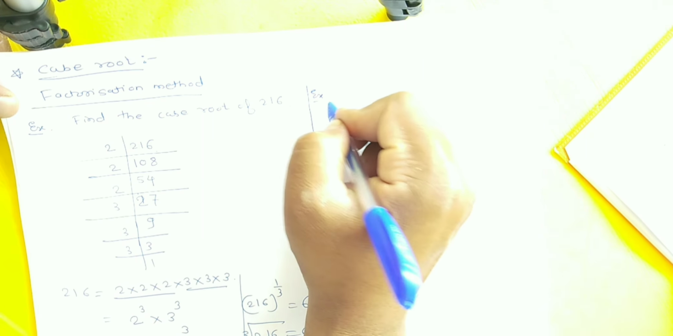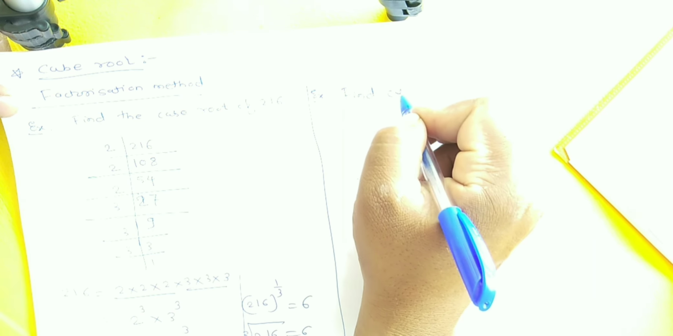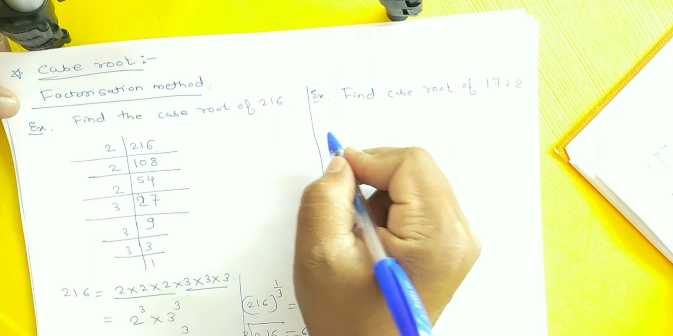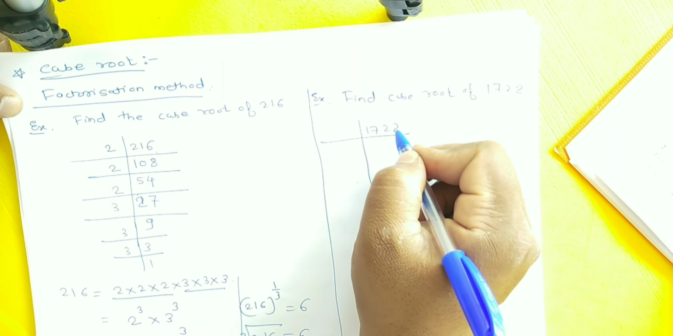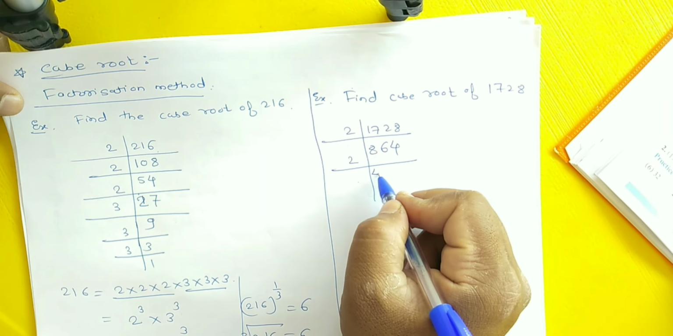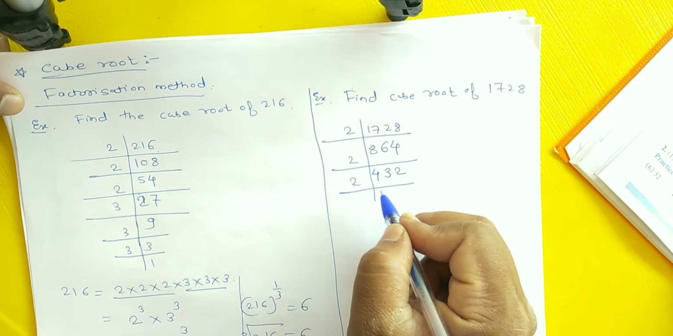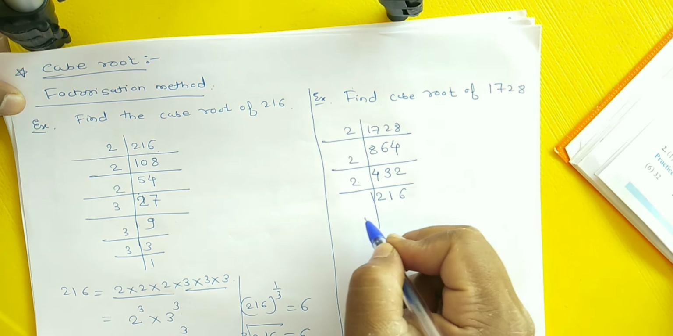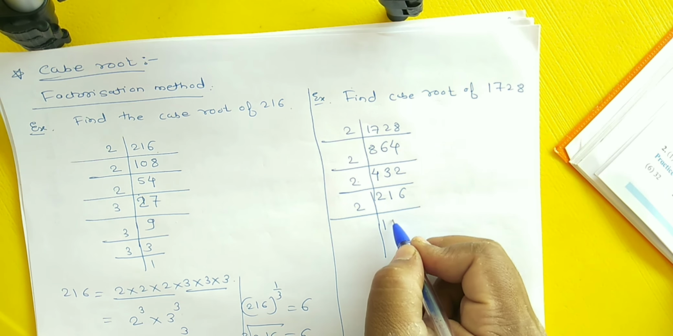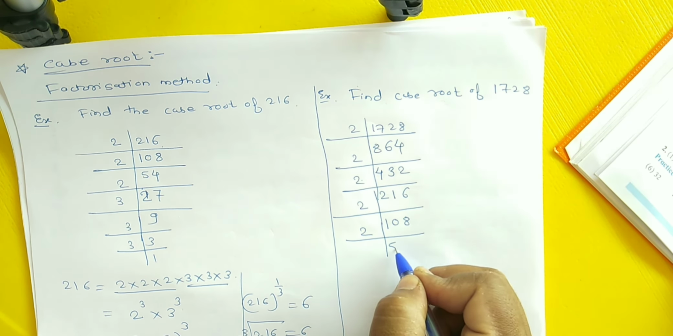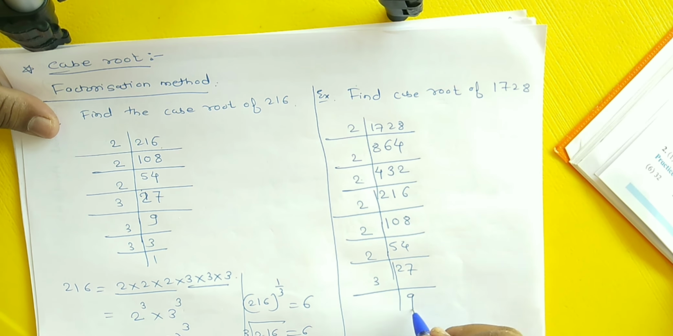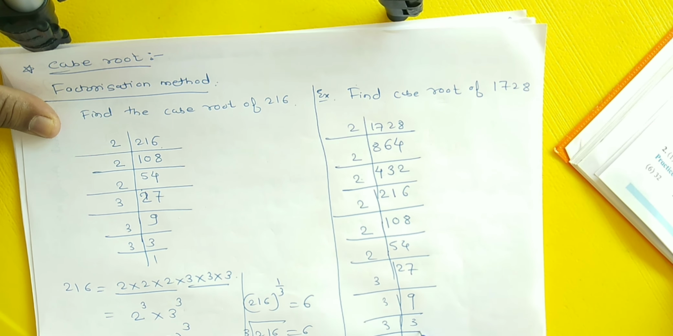Suppose the next example, find the cube root of 1728. Okay, so consider 1728. So 2 8s are 16, 2 4s are 8, 2 3s are 6, 2 2s are 4, 2 1s are 2, 216. Okay, again 2 1s are 2, then 0, 2 8s are 16, then 254. Okay, 227. Again 3 9s, 3 3s and 3 1s are 1.